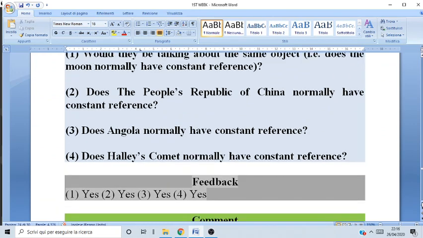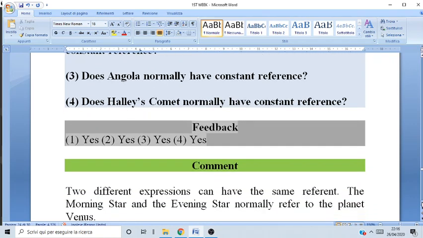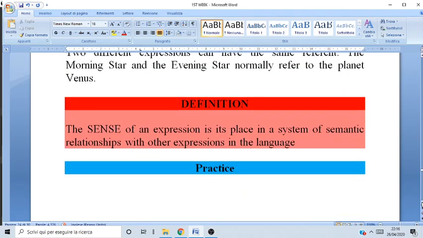And with some exercises, we saw that there are some references that are constant, okay? There are some things that have constant reference. If you're talking about the moon, no matter whatever language you're using, it's still indicating one referent. It's unique, a unique referent. But that's not always the case.